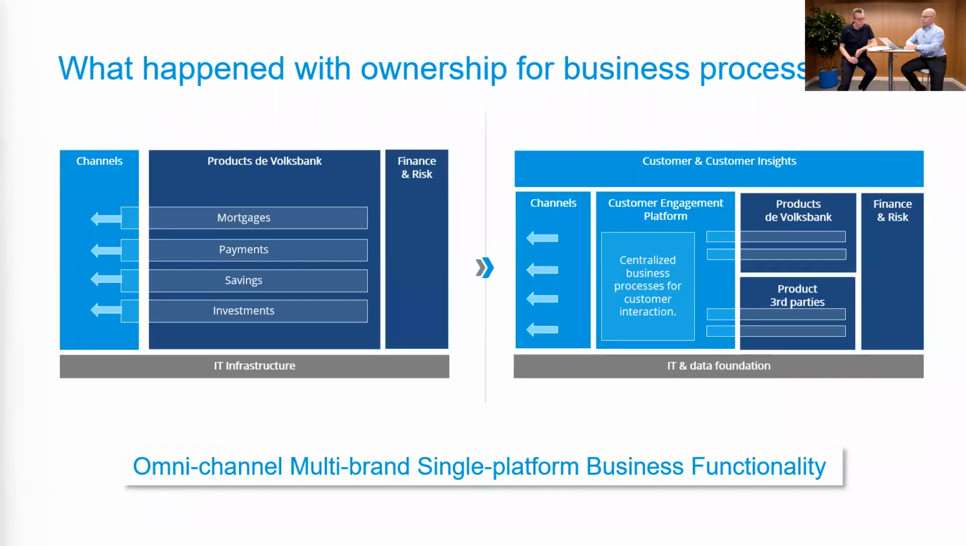Oh, there was one more thing we need to discuss still, right? It's ownership for business processes, because that changed when we said we were stopping with product-centric views. When we had the product-centric approach, business processes end-to-end for a specific product were in control of the product silo, the product line.